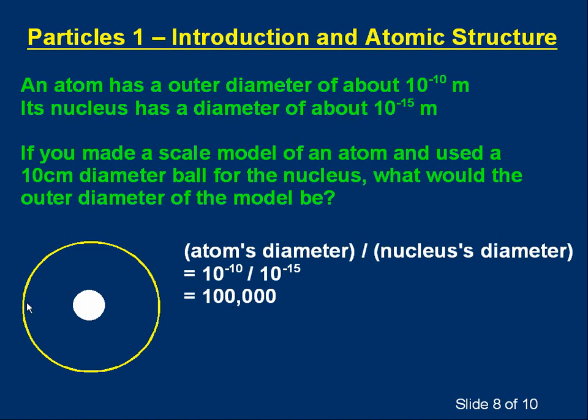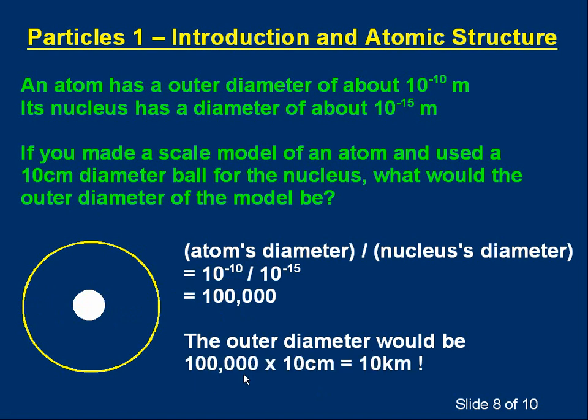So the overall diameter of the atom is 100,000 times bigger than the diameter of the nucleus. That means the overall diameter is 100,000 times 10 centimeters. The outer diameter, 100,000 times 10 centimeters, that's 1,000,000 centimeters. That's 10,000 meters, or 10 kilometers. So the radius of this model is actually 5 kilometers.